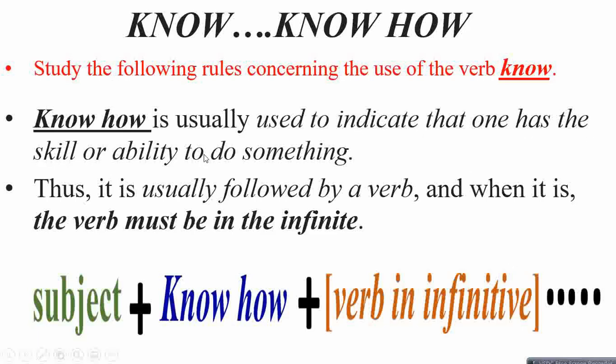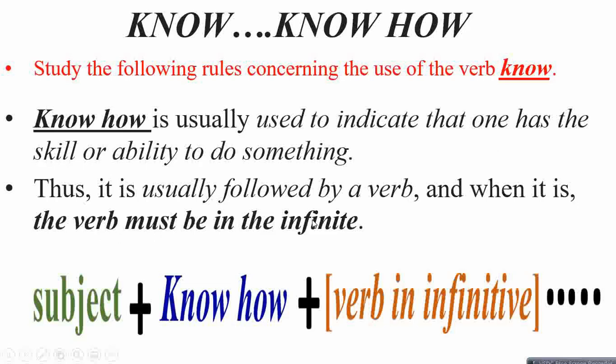has a skill or ability to do something. If you have to say someone has this ability or not, तो हम इसको know how के word से express करते हैं. Thus, it's usually followed by a verb, and when it is, the verb must be in the infinitive.